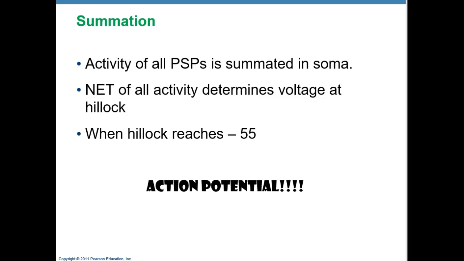As it says right here, the activities of all of your postsynaptic potentials are summated by the soma. We'll go over how that happens, but basically you always have more than one synapse on any given neuron, and they all affect to different degrees what the voltage at the axon hillock is, and they have a collective effect on the axon hillock. That collective effect is called summation. When you get to -55, you have an action potential.